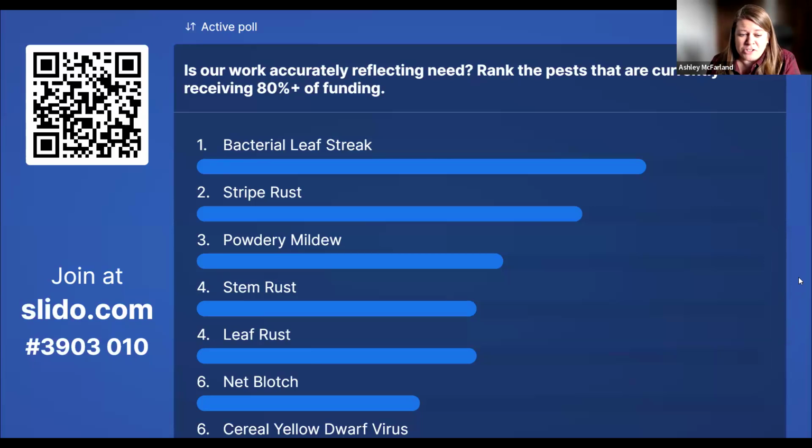And if there are emerging diseases, let's say BLS was actually number 8 at the bottom of the list in terms of getting funding, I think that's something we might want to respond to.